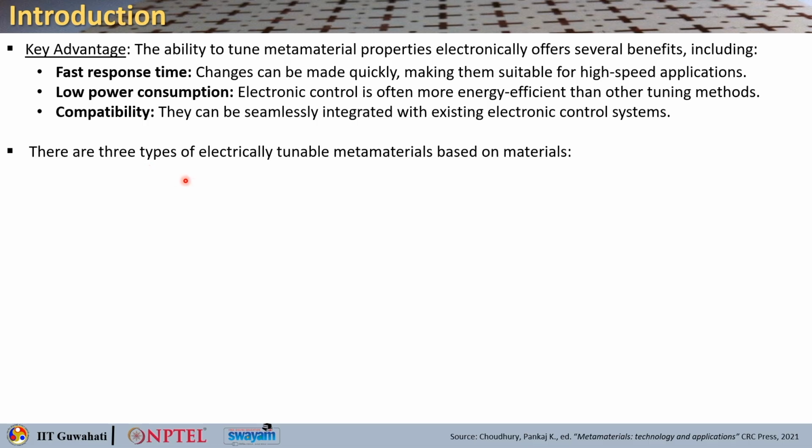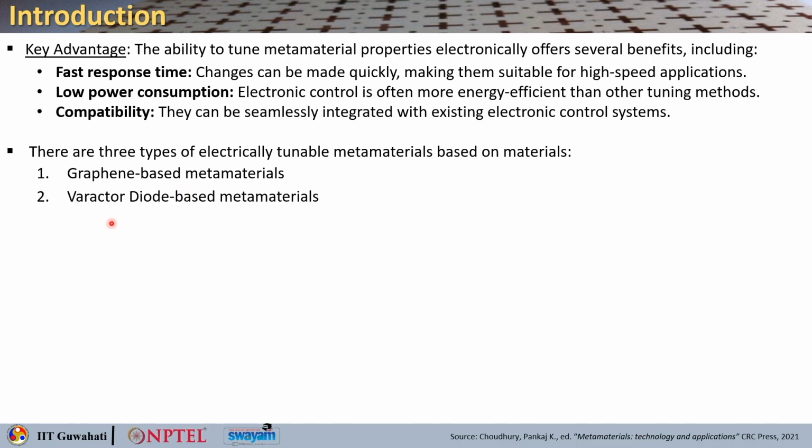There are three types of electrically tunable metamaterials based on the materials being used. The first one is graphene based metamaterials, the second one is varactor diode based metamaterials, and the third one is liquid crystal based metamaterials. Though this is not an exclusive list, there can be other types of metamaterials which are electrically tunable, and that is an ongoing research area.